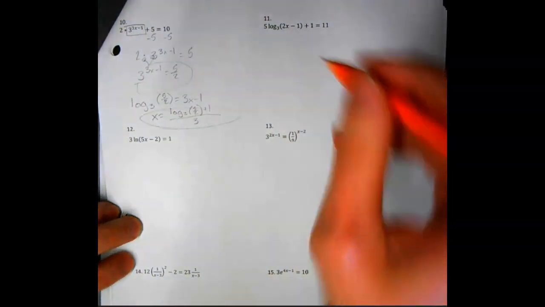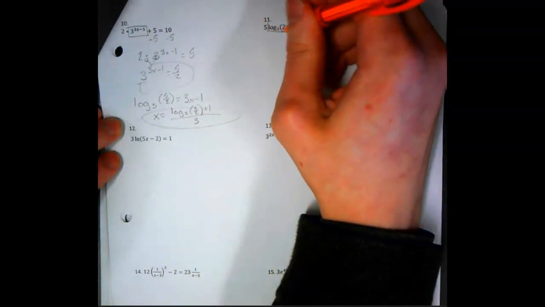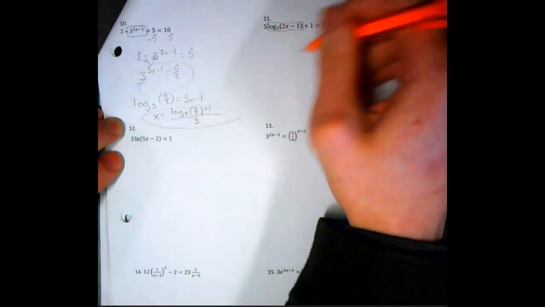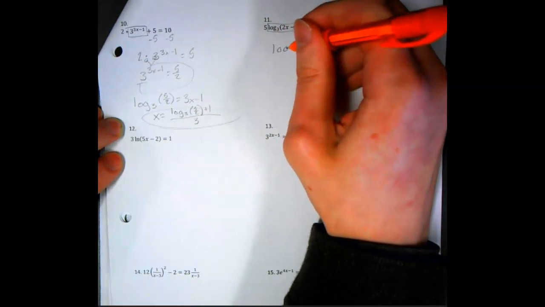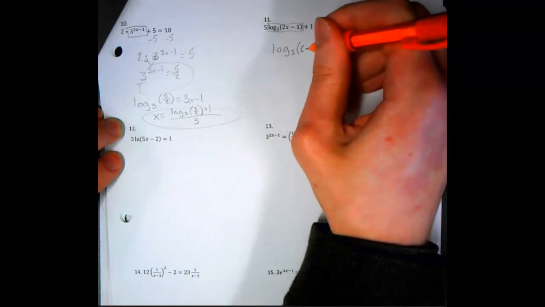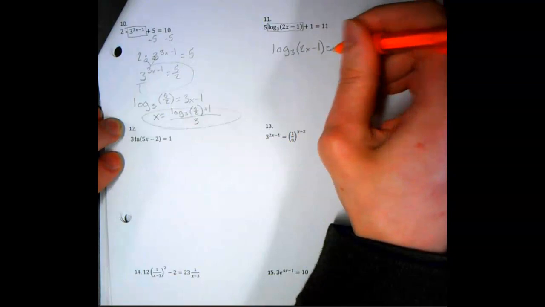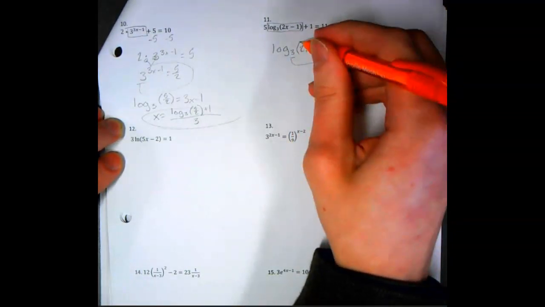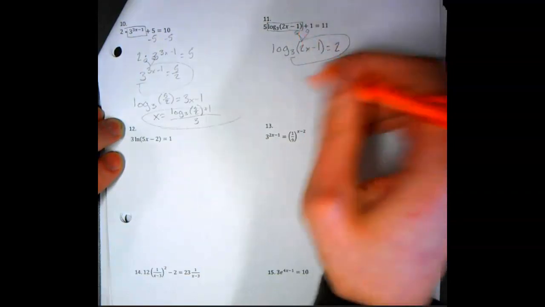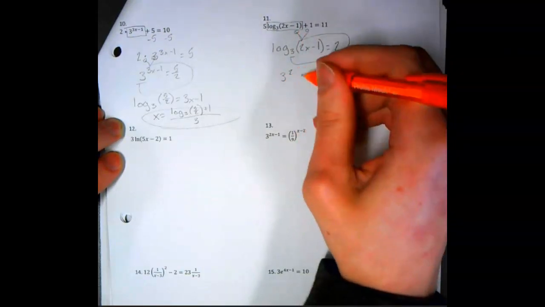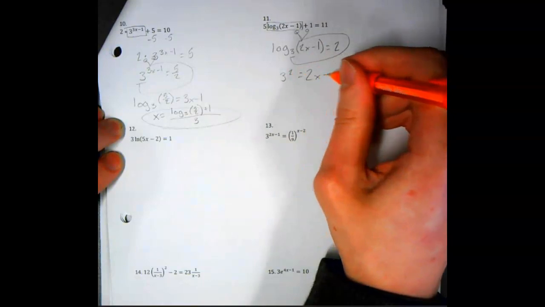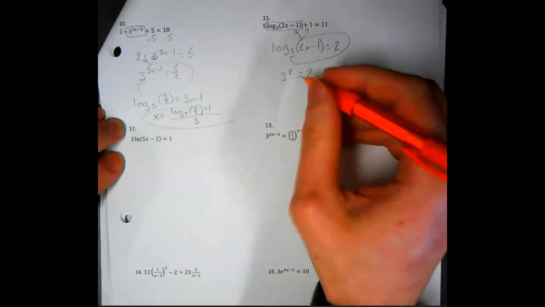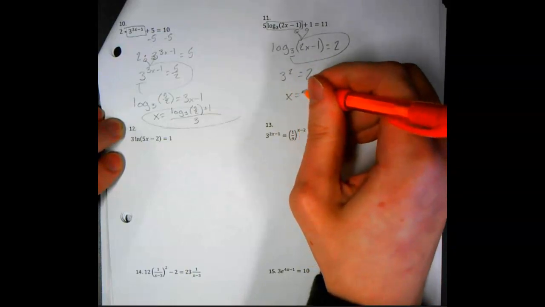For problem 11, again, we need to get that log by itself. So we'll subtract 1, divide by 5, log base 3 of 2x minus 1 equals 2. Snail, 3 squared equals 2x minus 1. 3 squared is 9. We add the 1, divide by 2, x equals 5.